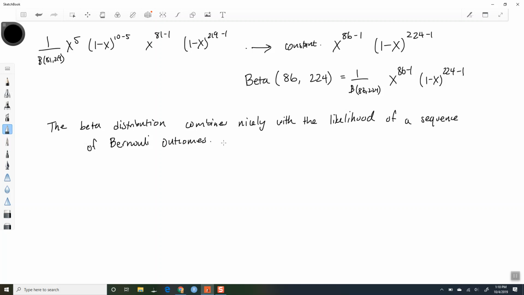Okay, so not all distributions have this nice property where when I took the likelihood and I took the prior distribution and I multiplied them, they combine nicely. But for many likelihood functions, whether that be the Bernoulli, the binomial, the normal distribution, the exponential distribution, many of them have what they call a conjugate prior, a prior distribution that if you use it will combine nicely.